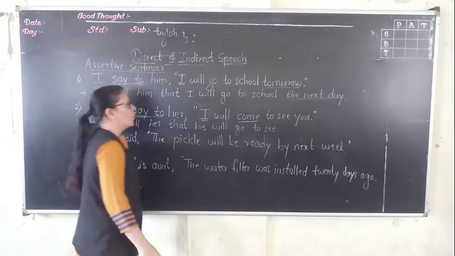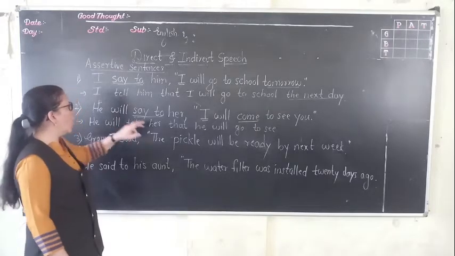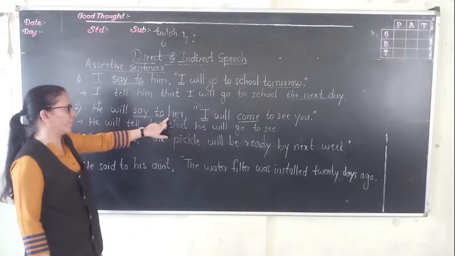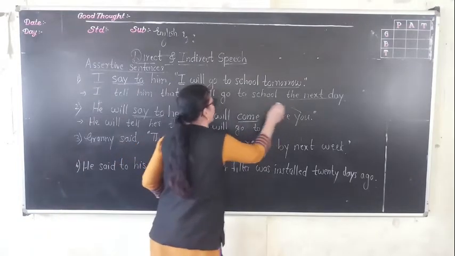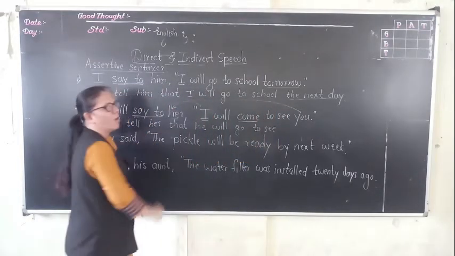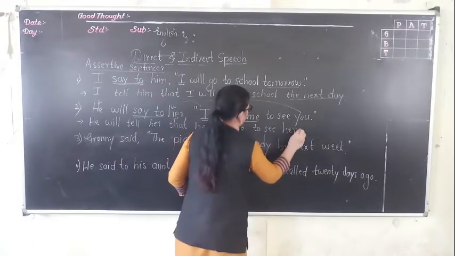Now "you," second person, changes according to the object. So which is the object? Her. So second person changes according to the object. He will go to see her.